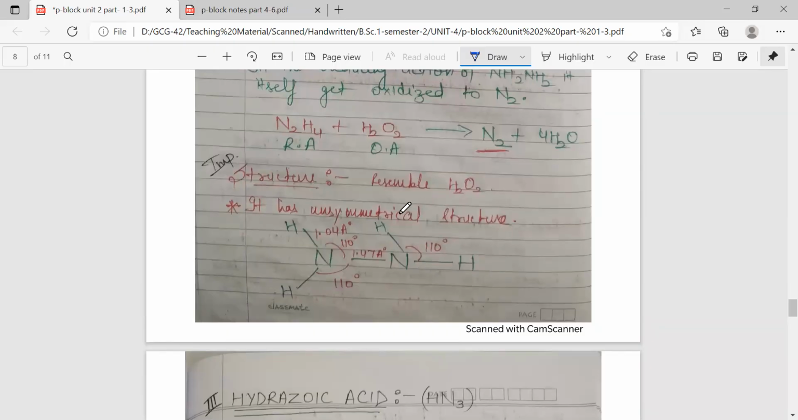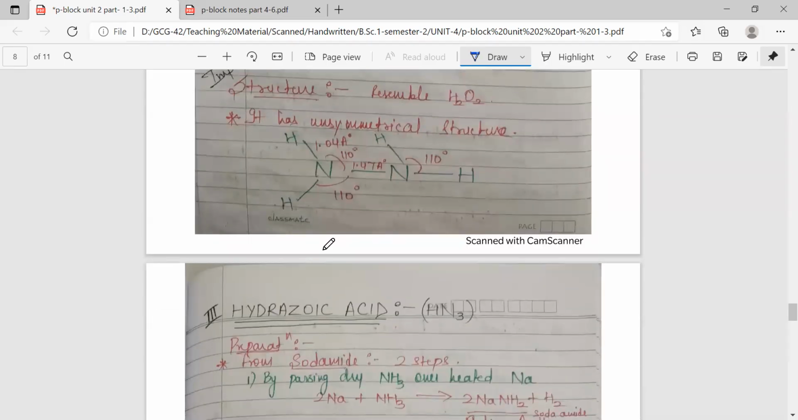Now coming to its structure. Its structure is quite unsymmetrical. This is the kind of structure it exhibits. It resembles to some extent that of hydrogen peroxide. 2 nitrogens are directly bonded, and 4 hydrogens are there at these angles. So this is the kind of structure it has.